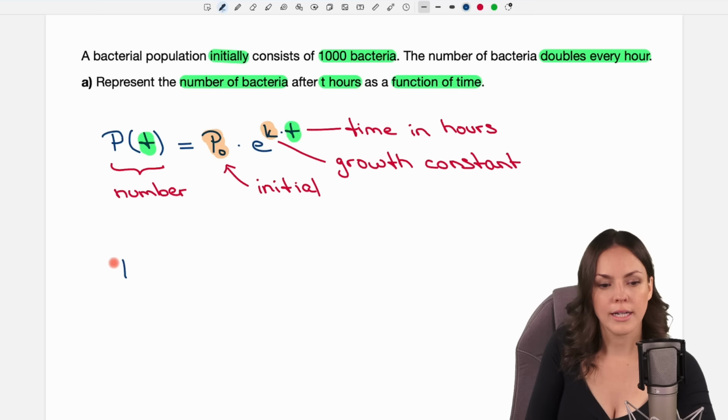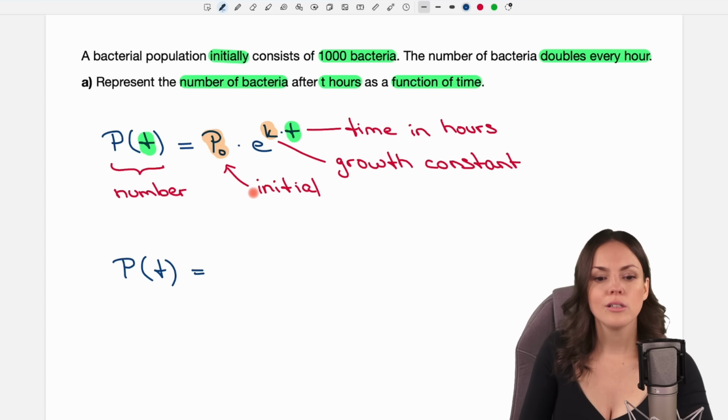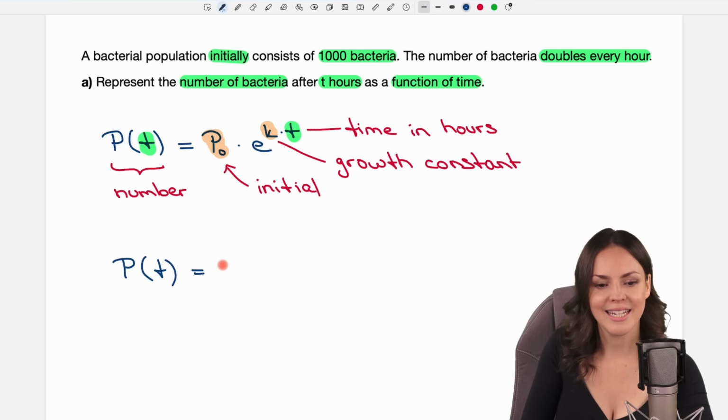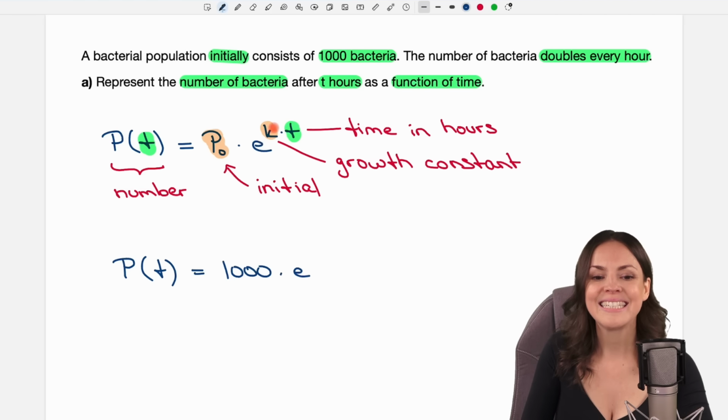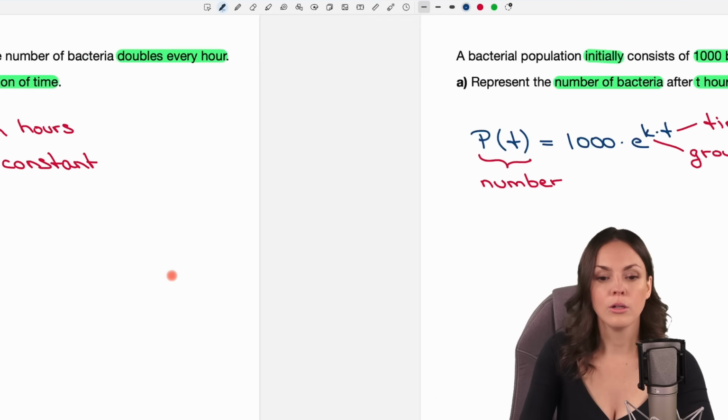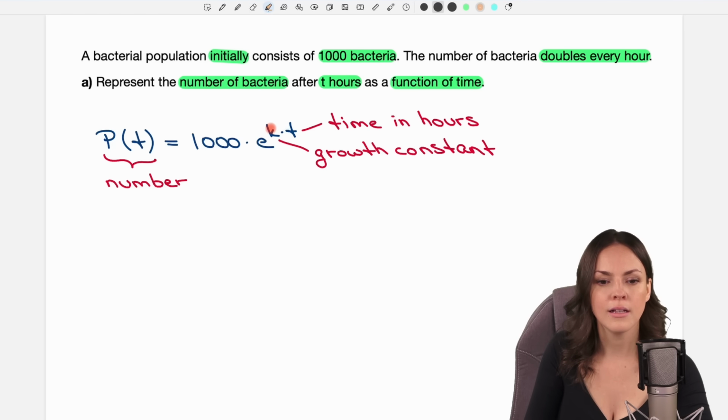So our function is going to look like P of t equals, what is P0? What is the initial number of bacteria? We already said this is 1,000 bacteria, so we can insert the 1,000 already for P0. And then we're going to multiply this by e to the power of k, the growth constant. We don't know it yet. We have to figure it out still. So I'm going to write it in here like this right now, and then we're going to multiply it by t. So this is how our function looks like now, and we still have to find our growth constant k.